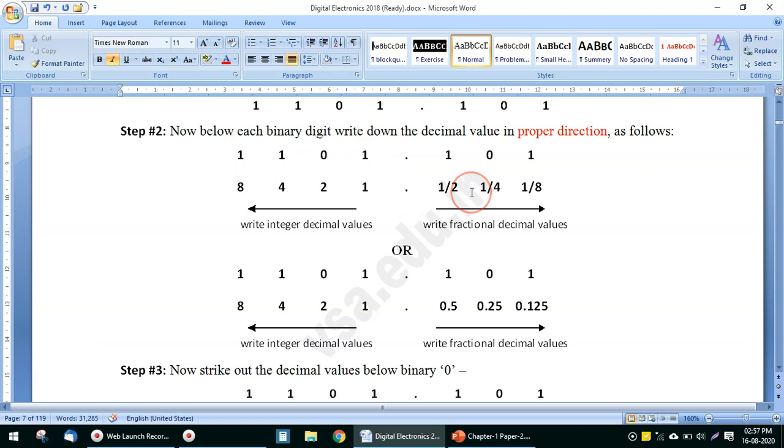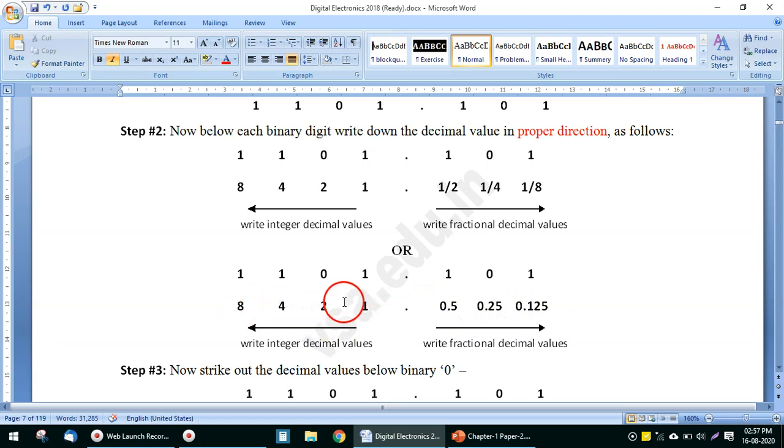On the right hand side, we again write the decimal values but in fractional style. Below the first digit, just in the vicinity of this binary point, I write 1 by 2, that is 0.5 over here. Then we write 1 by 4, that is 0.25. Then we write 1 by 8 below the last digit on the right hand side, and it is 0.125. So 1 by 8 is 0.125, 1 by 4 is 0.25, and 1 by 2 is 0.5.